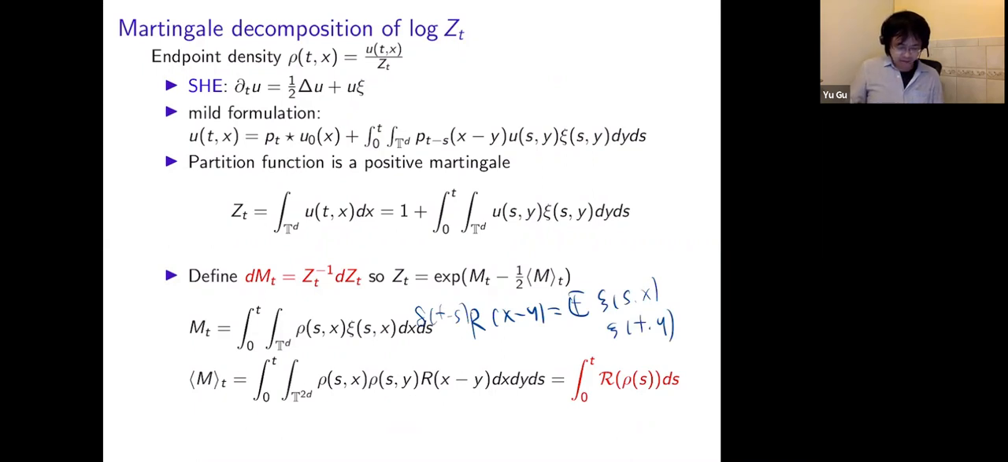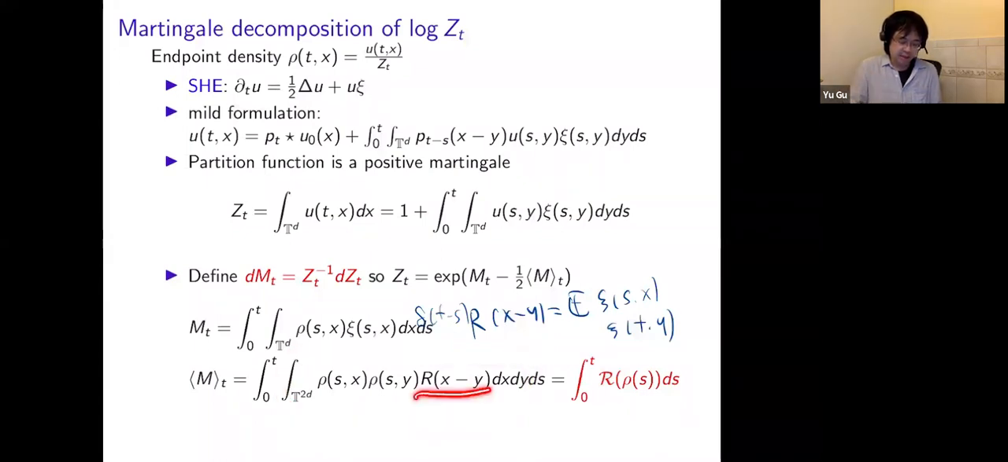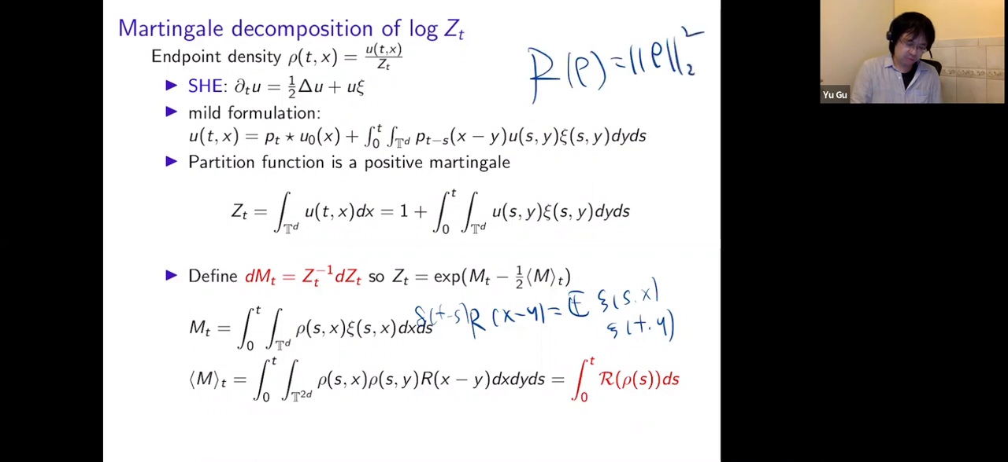And so I can just define some calligraphic R here, applied to the endpoint distribution of my polynomial, that gives me this integral. In particular, in the case of space-time white noise, when R is Dirac, this calligraphic R applied to rho is just the L2 norm of rho. So that's the intersection. Basically, this term is the intersection of two independent polynomial paths. After integration in time, this term is the intersection time of two independent polynomial paths.